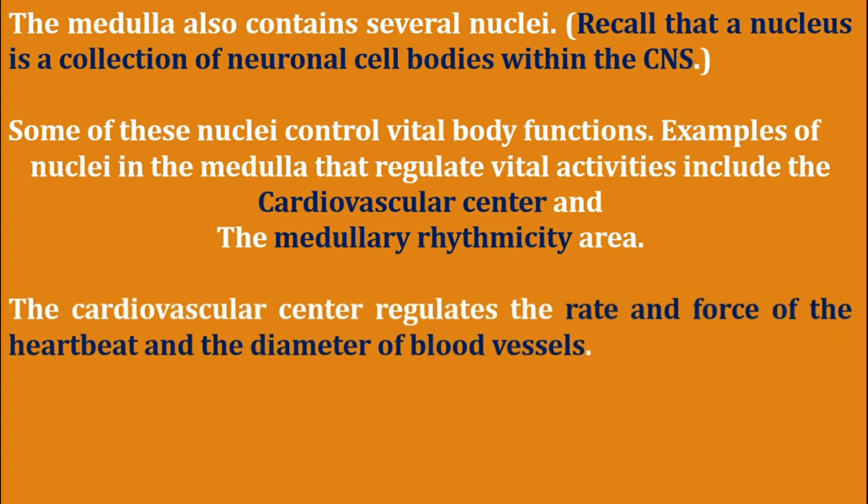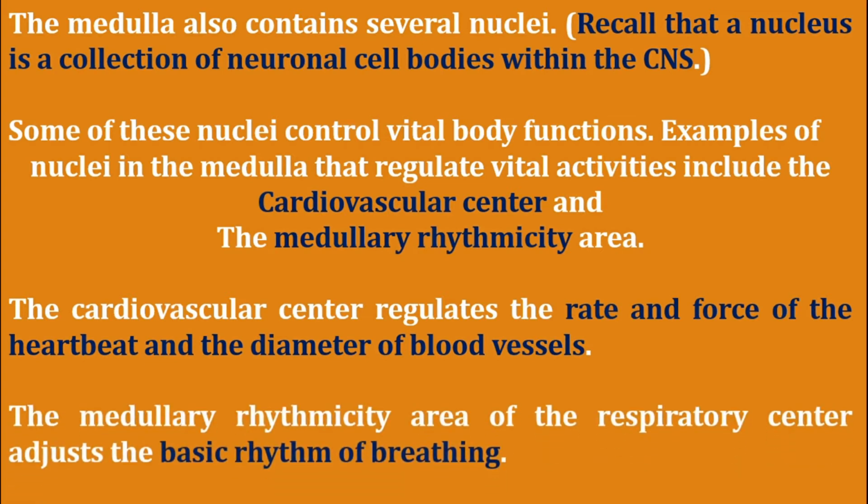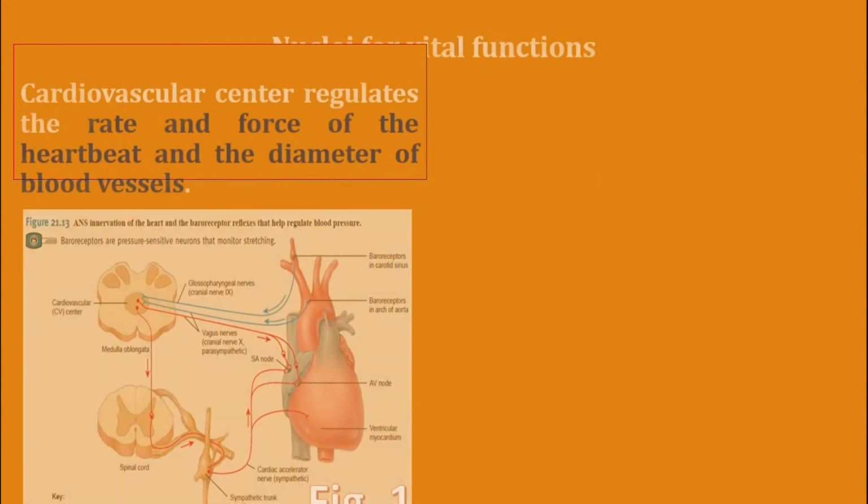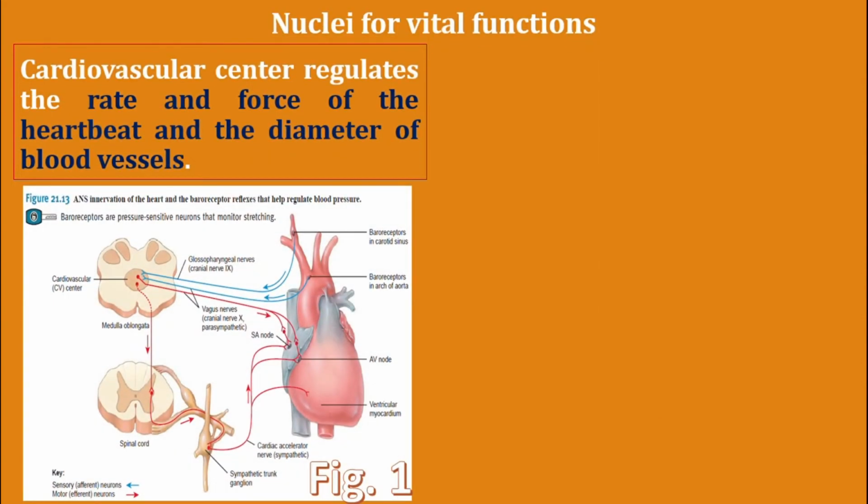The cardiovascular center regulates the rate and force of the heartbeat, and the diameter of blood vessels. The medullary rhythmicity area of the respiratory center adjusts the basic rhythm of breathing. Now, in image 1 we can see baroreceptors present in the arch of the aorta and carotid sinus. Before moving to the function of the cardiovascular centers, let's know the exact location of baroreceptors in the aorta.